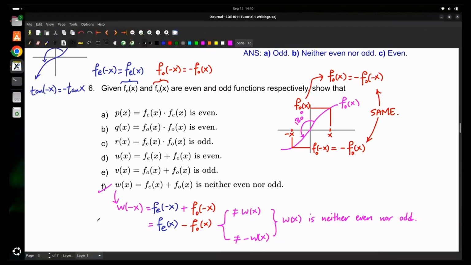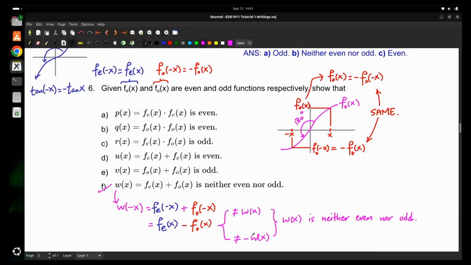Okay, so now what's the deal? The deal is, you look at this guy. This one is a plus, this one is a minus. So how can they be equal? So obviously they're not equal. So w of -x is not equal to w of x. So not even. But if you try to factorize out a minus, you also cannot get negative of this. So therefore, it is neither equal to minus w of x. So neither even nor odd then.